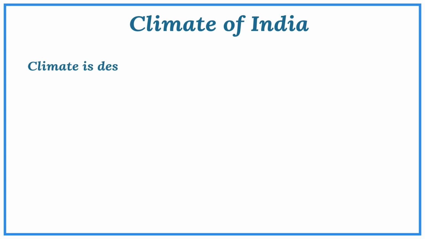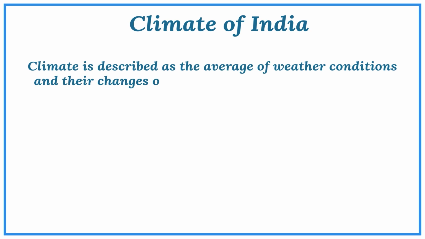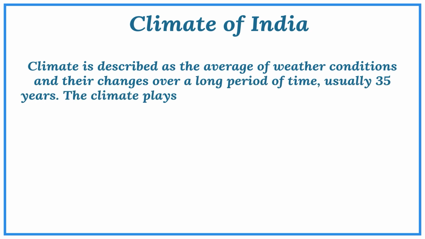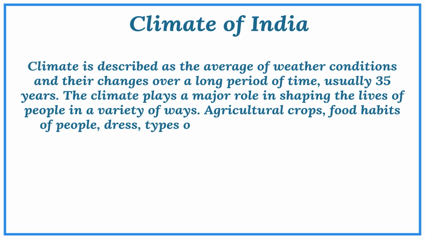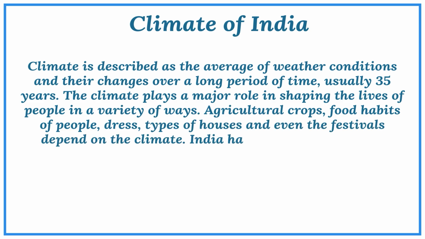Climate is described as the average of weather conditions and their changes over a long period of time, usually 35 years. The climate plays a major role in shaping the lives of people in a variety of ways. Agricultural crops, food habits of people, dress, types of houses, and even the festivals depend on the climate.